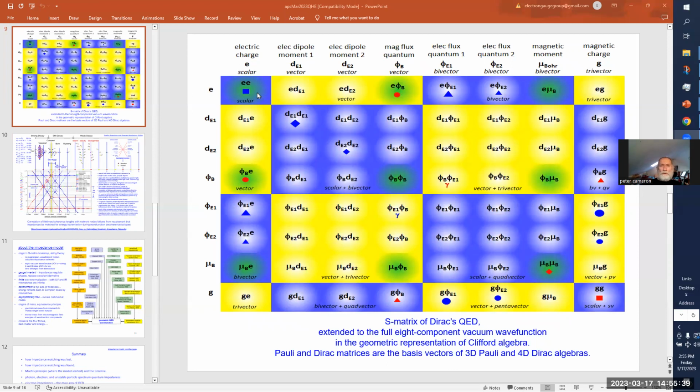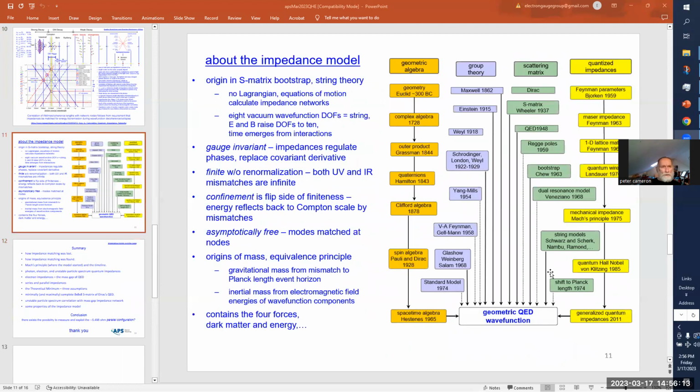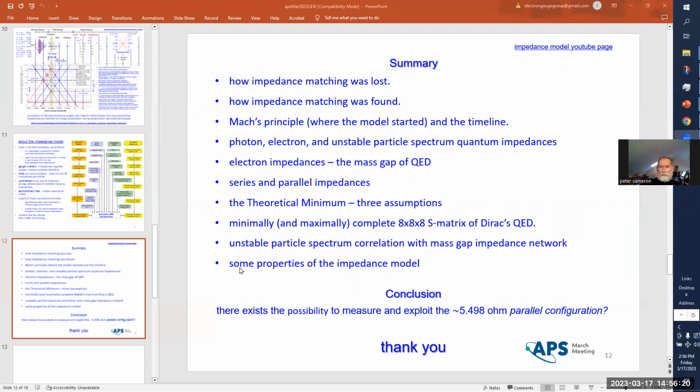But also, we need another dimension now. This thing's actually more like a Rubik's Cube, an eight-dimensional Rubik's Cube. It's 8 by 8 by 8. And you can argue that's the maximally complete scattering matrix. So there's many possibilities in the orientational degrees of freedom, and of course phase is a continuous variable, so there's many possibilities in mode coupling. The unstable particle spectrum correlates with the mass gap impedance network, and maybe there's something interesting we can say. No, it's not here, it'll be on another slide. And we looked at some properties of the impedance model in the previous slide there.